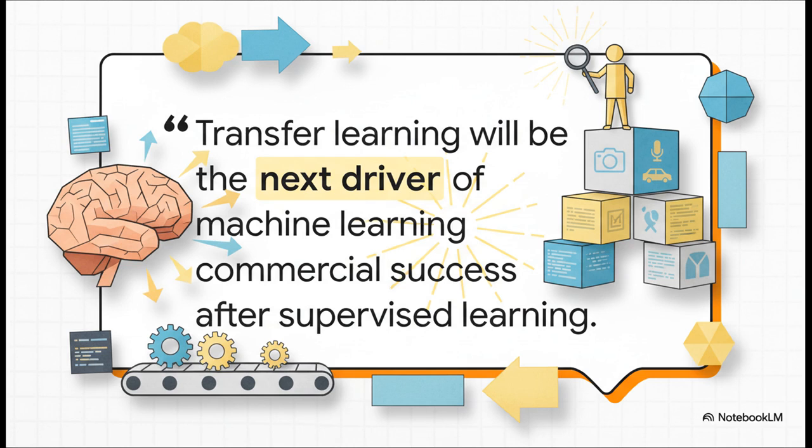And hey, you don't have to just take my word for it. Back in 2016, the AI pioneer Andrew Ng made this really bold prediction. He said that transfer learning would be the next driver of commercial success. He basically saw that this ability to leverage existing knowledge instead of starting from zero every single time was going to unlock the next big wave of AI products. And you know what? He was absolutely right.